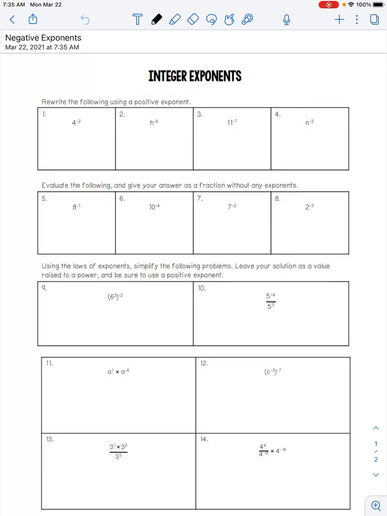Hey everyone, today we're going to check your negative exponents practice. So let's take a look.